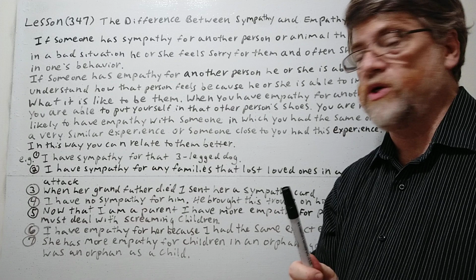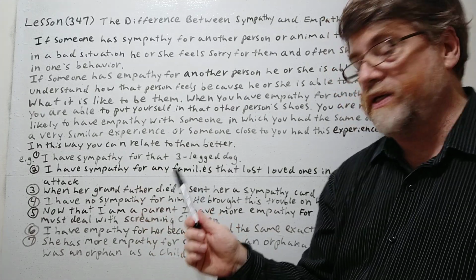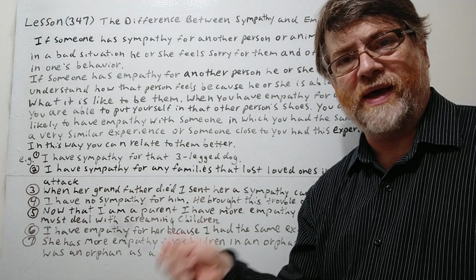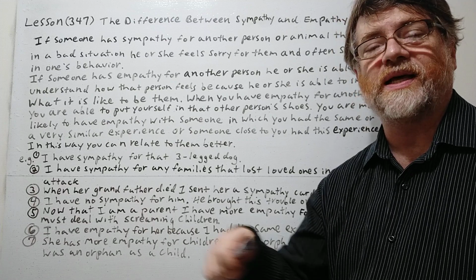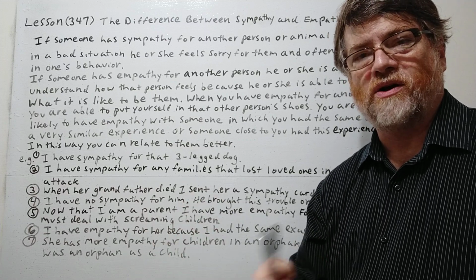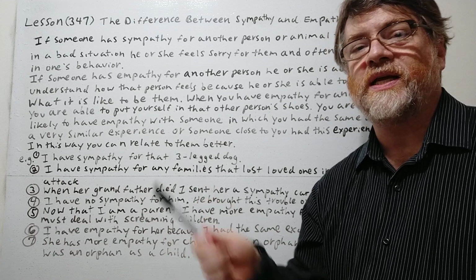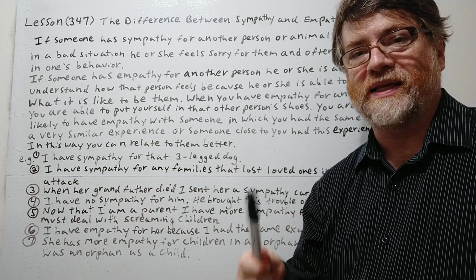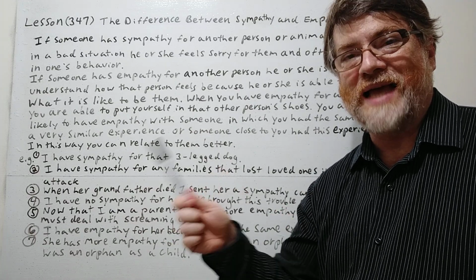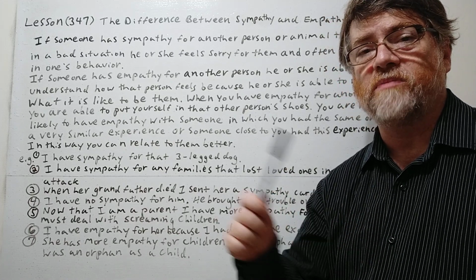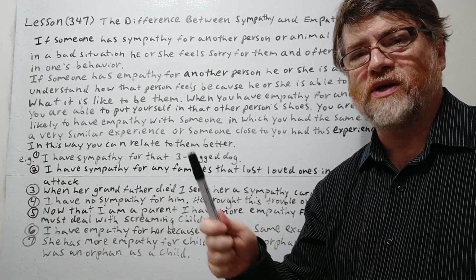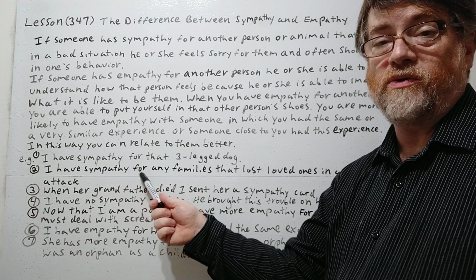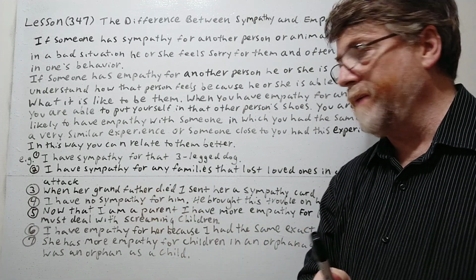Okay, let's look at number two. I have sympathy for any families that lost loved ones in a terrorist attack. Again, you feel sorry for them. But if you yourself never lost one, it's not likely you have empathy for them. It's harder to imagine what it's like to be in their position. That's such a heart-wrenching experience that it's not likely that you could understand exactly the way they feel. You still feel sorry for them. You know they're in pain, but to put yourself in their shoes is a difficult one. So again, in these cases you use sympathy, but empathy wouldn't work as well.